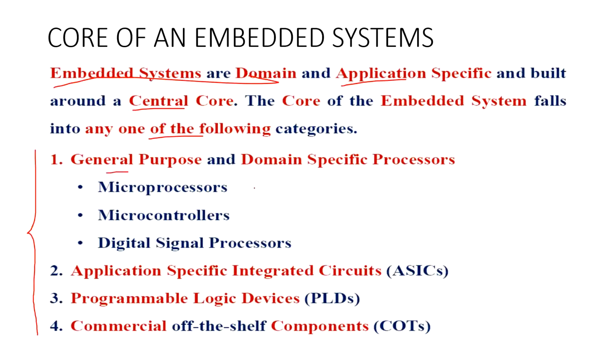The first one is general purpose and domain specific, right? In this we have microprocessors, microcontrollers, and digital signal processors as examples of general purpose and domain specific. The second one is application specific integrated circuits, that is ASICs. The third one is programmable logic devices, that is PLDs. The last one is commercial off the shelf components, that is COTS.